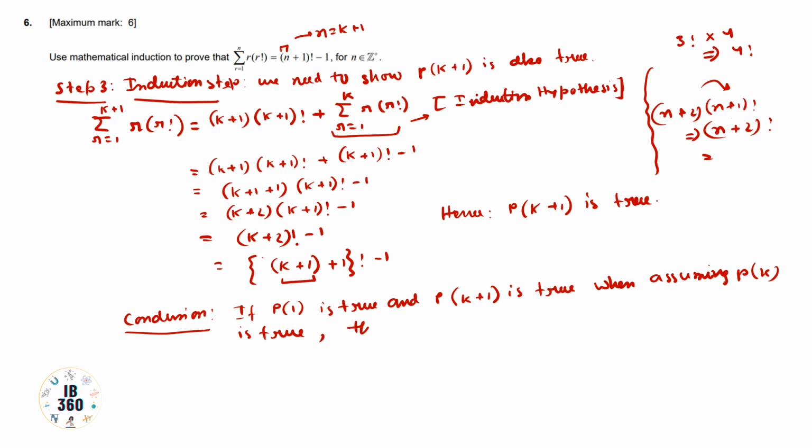Then P(n) is true for all n belongs to Z plus. So in this way this problem is done. So the mathematical induction is proved. So it is proved. So in this way, step by step, you need to calculate all these things.